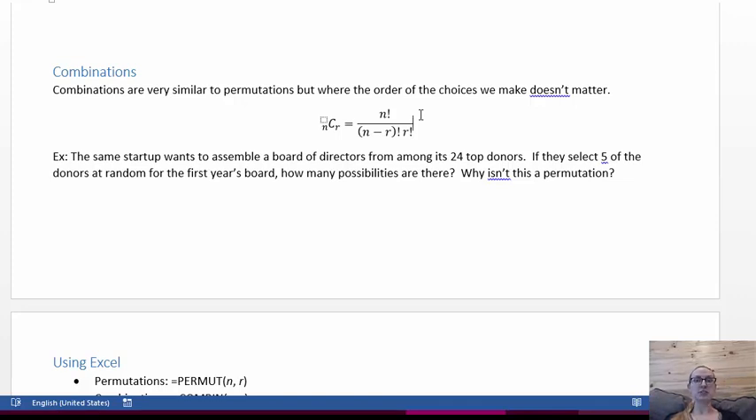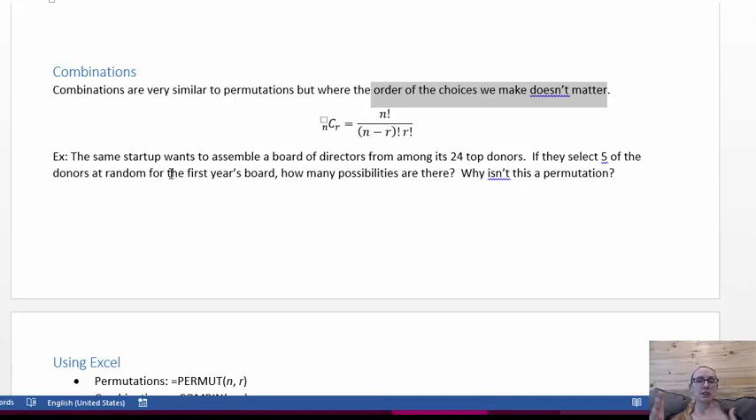All right, so combinations are the same idea. We have n possible choices. We're picking r number of them. But in this case, the order of the choices doesn't matter. So in a similar case as the last one we were looking at, here in this example, we have the same startup that wants to assemble a board of directors from among its 24 top donors. So they're going to select 5 people for their board of directors out of a group of 24.